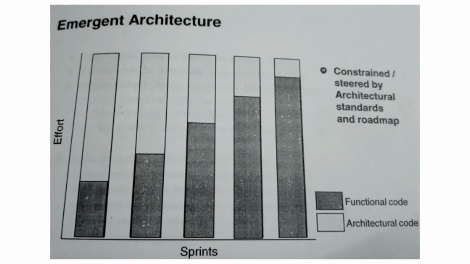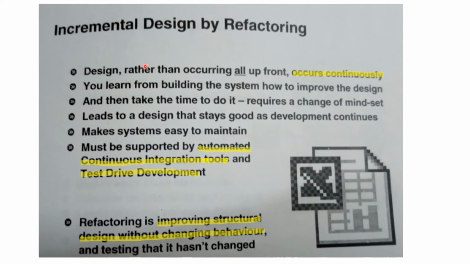Right? The second important concept in XP is emergent architecture or a simple design. Look at that, as we move on in the sprints or iterations, you spend a lot of time on architectural code. This white space is architectural code, and as you move on into the sprints, you'll spend less time on the architectural code, and then you'll spend a lot of time on functional code, right? That's how the architecture evolution happens. Just enough architecture that is required for a particular sprint, and move on and incrementally design it, right? That's how the emergent architecture works. That's called incremental design by refactoring, right?